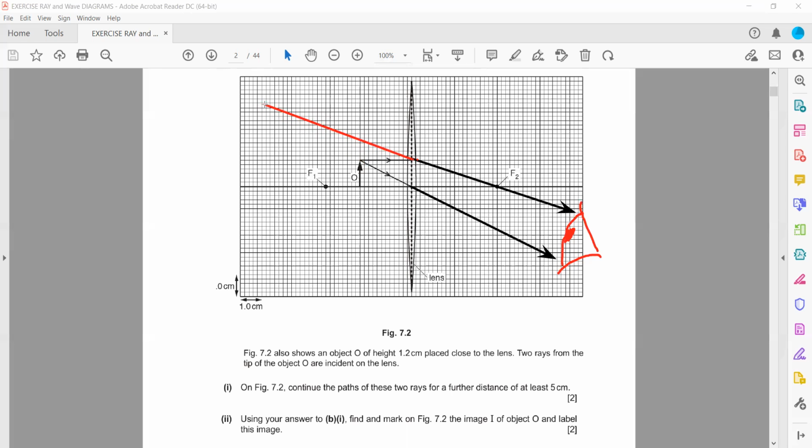So when you extend these two light rays backward, the point where the two light rays intersect is the position where the image is formed. And what are the characteristics of this image? It is magnified, it is upright, and it is virtual, imaginary. It cannot be seen or taken on a screen. So whenever the object is between the focus and the lens, the image formed by a convex lens is always a virtual image.